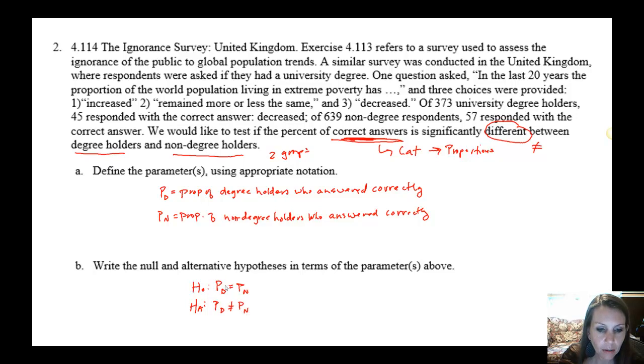Okay, remember that the hypotheses are always written about the population parameters and never about the statistics. So hats and bars and things like that do not belong in the hypotheses. Sometimes I say no headwear in the hypotheses. So that means don't put X bar in there, don't put P hat in there, don't put anything with extra lines above the things, because those are not parameters, those are statistics.